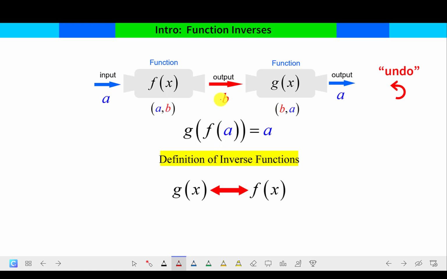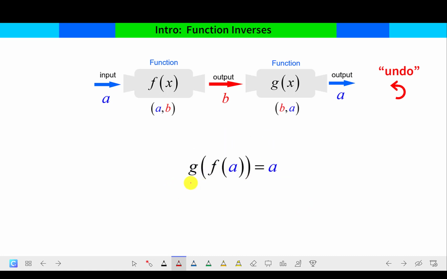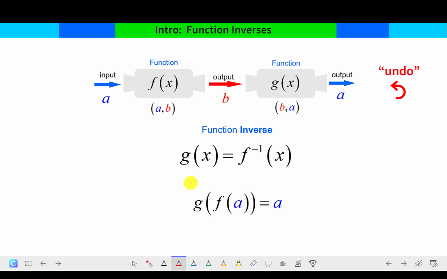So what we say about these, since we've identified what they do, we call these function inverses. They're inverses of each other, so they're in pairs, just like addition and subtraction kind of comes in a pair. So this is the way we show it.